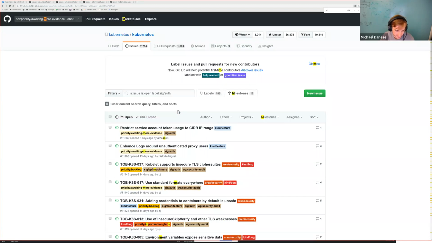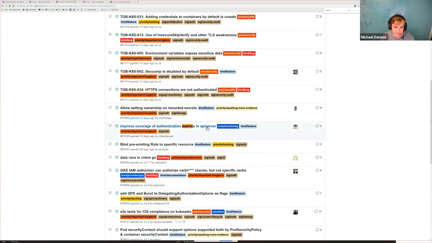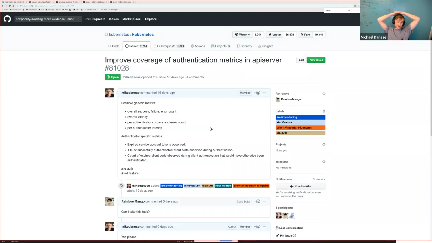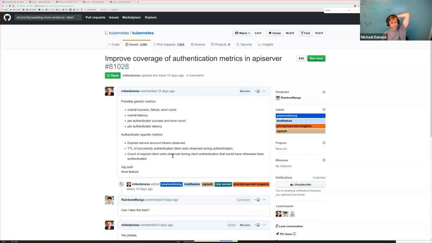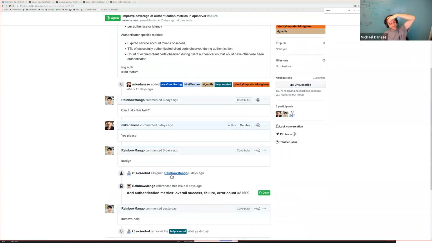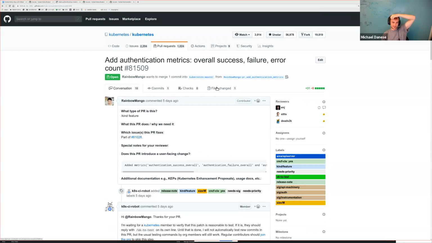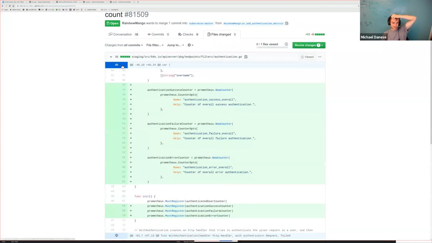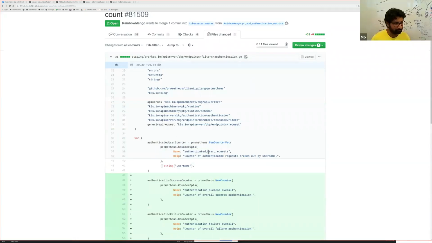let me see if I can pull up the issue, metrics. We already have a metric for that. So the success is probably duplicated with this metric, the authenticated user requests, a counter of user requests broken down by username.